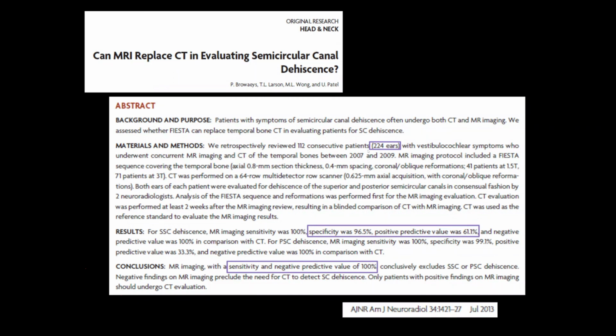But basically, in comparison to CT, they found that there was a negative predictive value of 100%, because as expected, MR is not going to be as good at evaluating bone as CT is. So it tends to overcall semicircular canal dehiscence. So the positive predictive value is not very high.